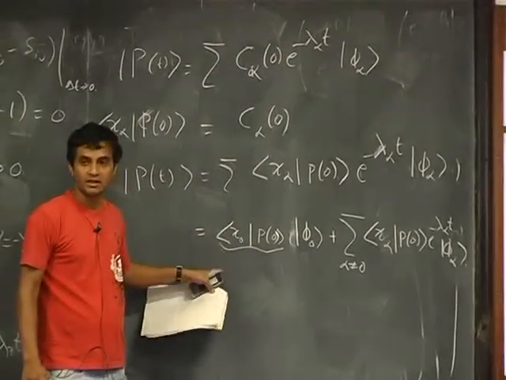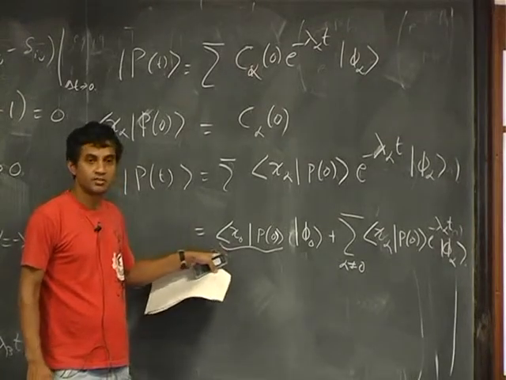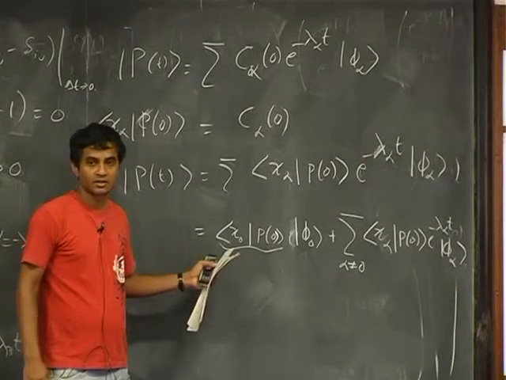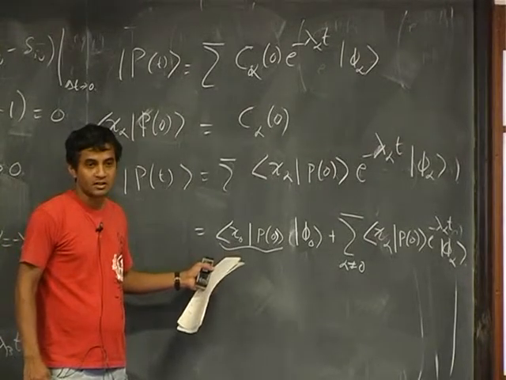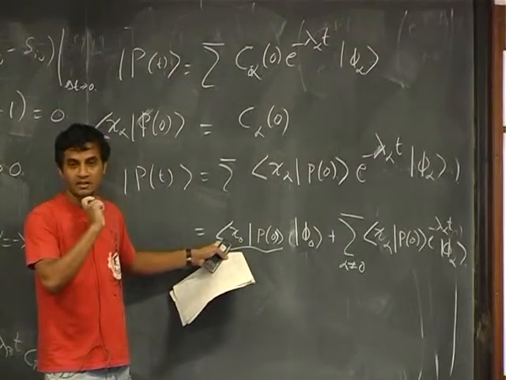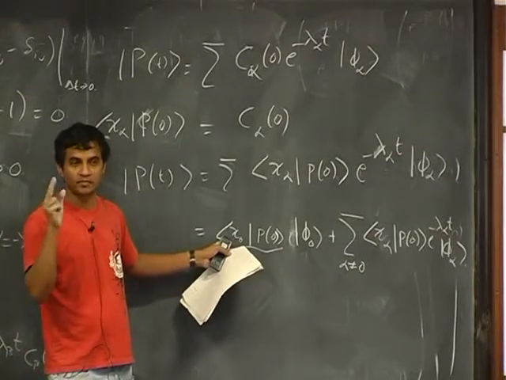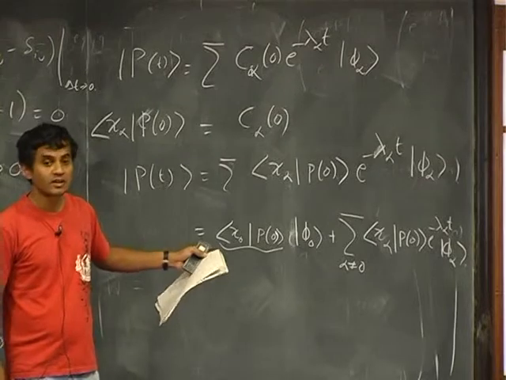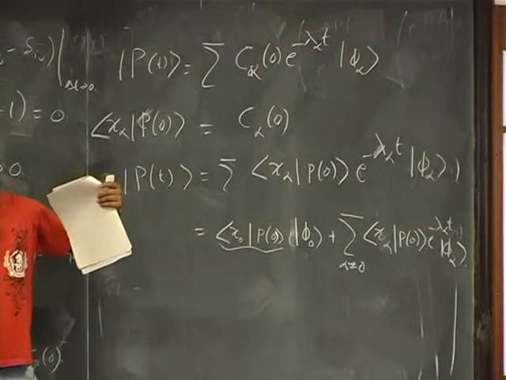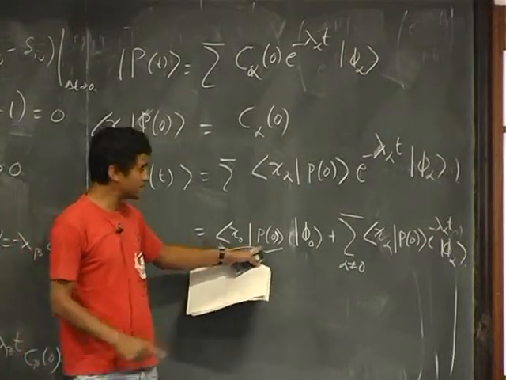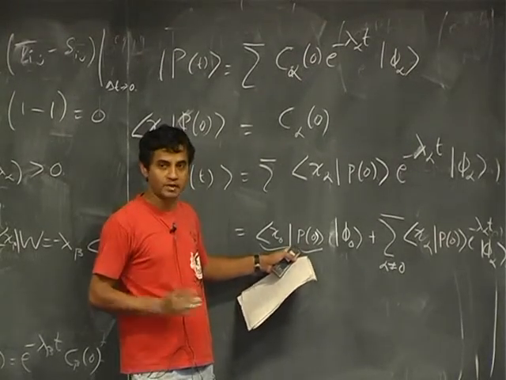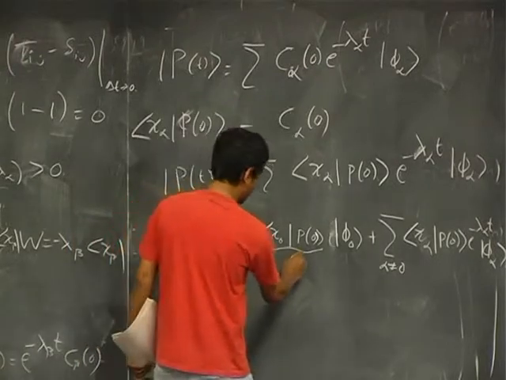Can people see why it's 1? Chi0 dotted with P0. So chi0 is the left eigenvector corresponding to the steady state. Why is it 1? Because chi0 is the left eigenvector with 0 eigenvalue. The steady state left eigenvector was 1, 1, 1, 1, 1, right? So this is 1, 1, 1, and this is the initial probability vector, which is P1, P2, P3, and the sum of that is 1, because it's normalized. So therefore this is 1.